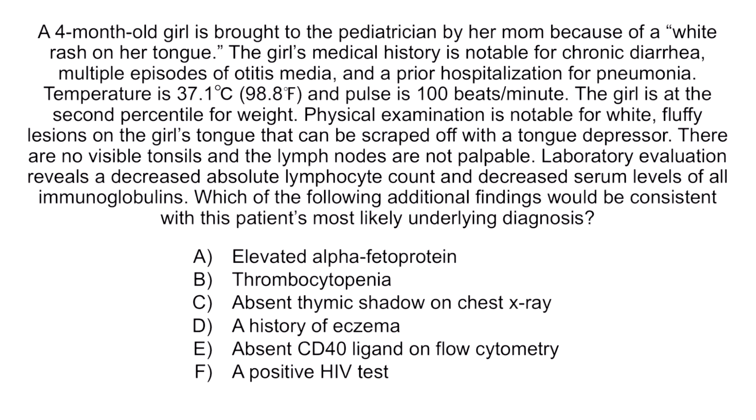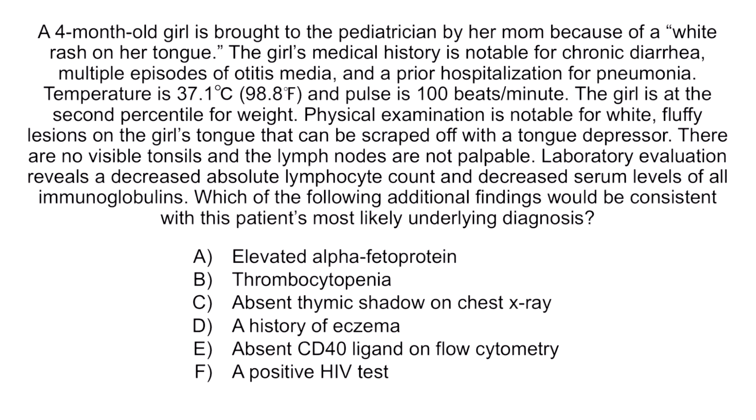A 4-month-old girl is brought to the pediatrician by her mom because of a white rash on her tongue. The girl's medical history is notable for chronic diarrhea, multiple episodes of otitis media, and a prior hospitalization for pneumonia. Temperature is 37 degrees Celsius, and pulse is 100. The girl is at the second percentile for weight. Physical exam is notable for white, fluffy lesions on the girl's tongue that can be scraped off with the tongue depressor. There are no visible tonsils and the lymph nodes are not palpable. Laboratory evaluation reveals a decreased absolute lymphocyte count and decreased serum levels of all immunoglobulins.